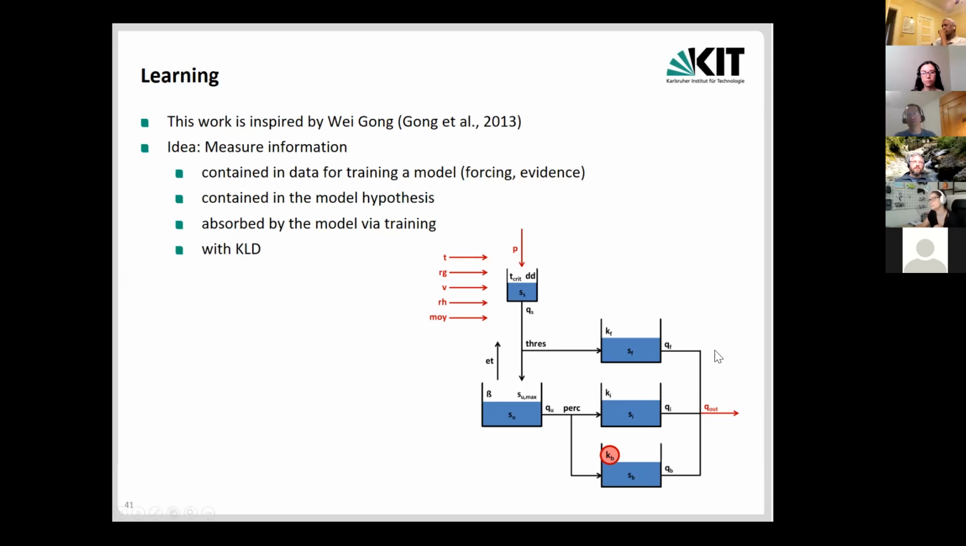Here I use a very simple setting. I assume I know the entire system almost perfectly, all the parameters and the structure of the model, except this one retention constant value. What I have for training is the observed meteorological forcing and this single system variable, the discharge, the output. That's what I have for training, and this is what I want to learn.